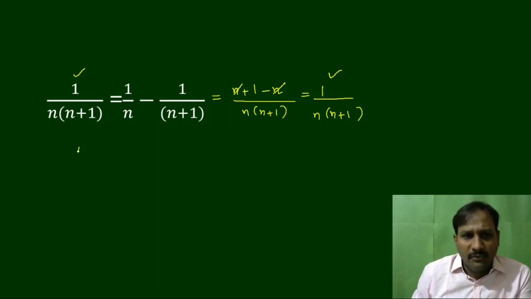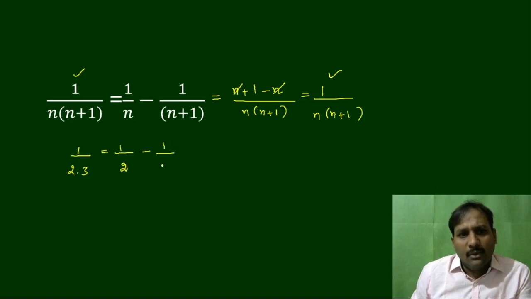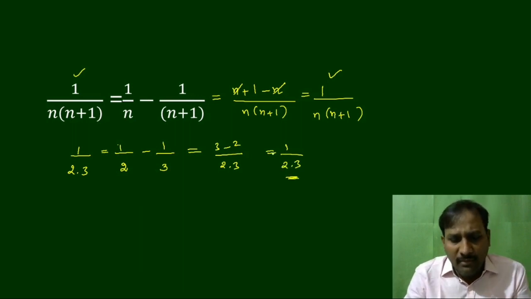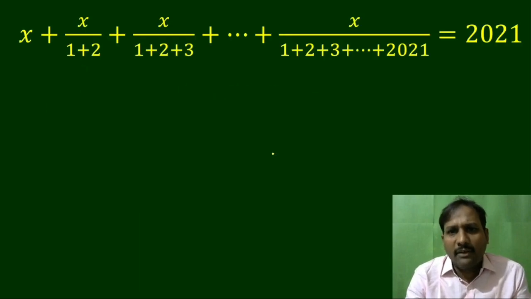So 1 by n into n plus 1 can be written as 1 by n minus 1 by n plus 1. Suppose you have something like 1 by 2 into 3. You can write this as 1 by 2 minus 1 by 3. If you simplify, the LCM is 2 into 3. So 3 ones are 3 minus 2. That is 1 by 2 into 3. So we will make use of these two concepts in solving the problem. So this is the given problem.